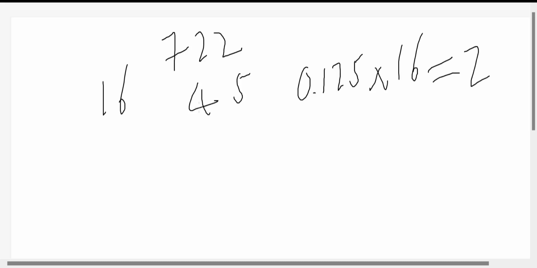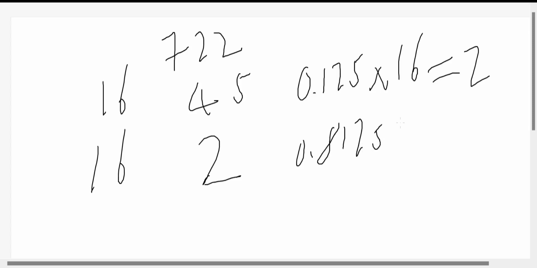Okay, so then you continue on. 45 divided by 16, you get 2, and then you have a decimal part of 0.8125. Multiply this by 16. 0.8125 times 16, you get a 13. Now, remember, 13 can be represented as C, I think. Let me check. Is it C or B? Oh no, I was mistaken.